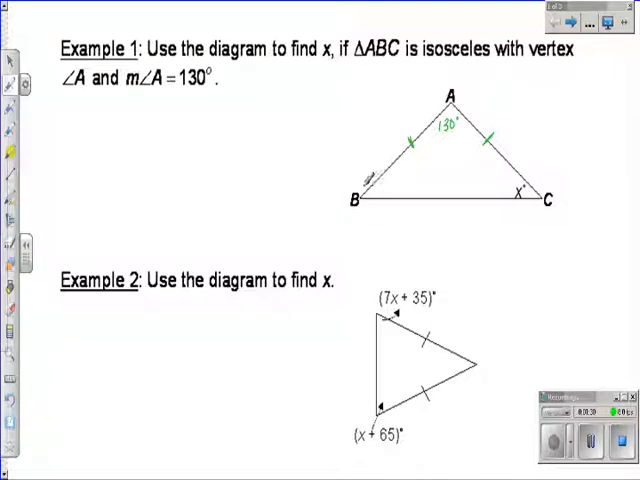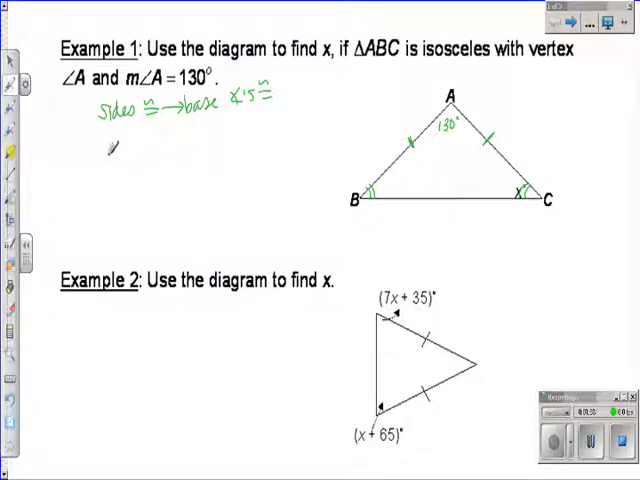Well, if that's your vertex, the base angles have to be congruent, because if you look at your theorems list, your isosceles triangle theorem tells you that if sides of a triangle are congruent, that implies base angles are congruent. That would be your reason for a proof.